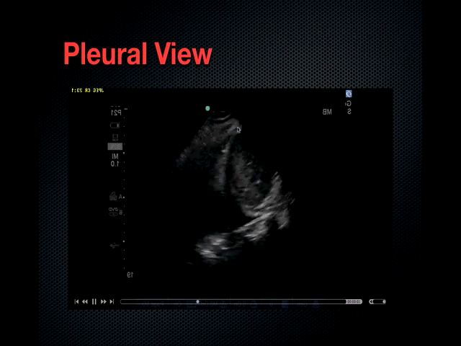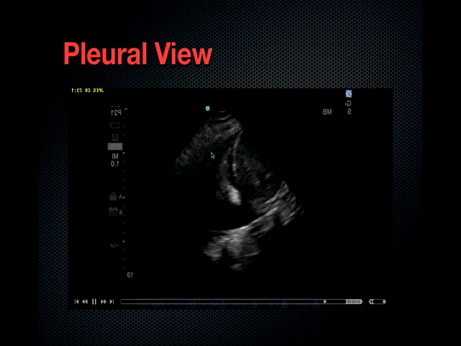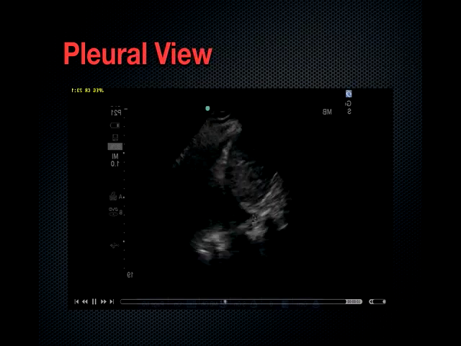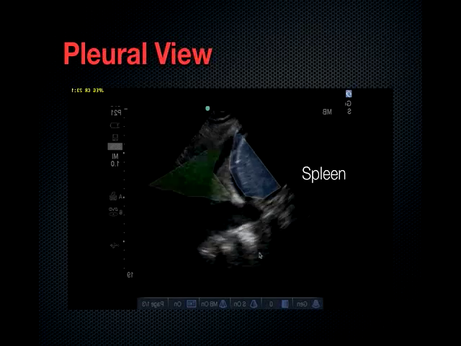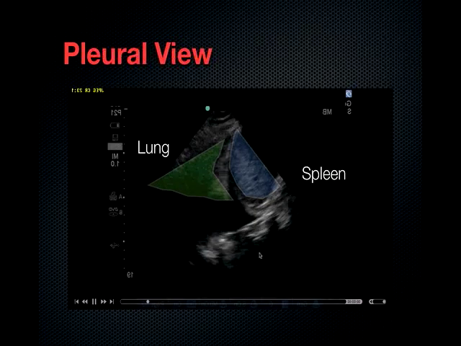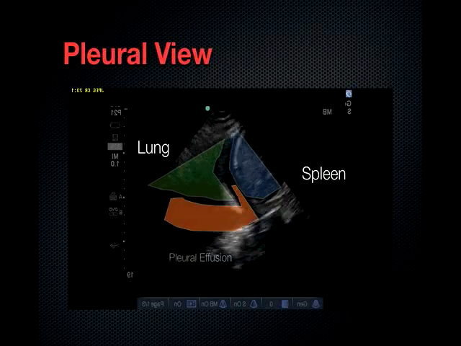And here we have the lung, the spleen, and the black fluid around the lung shouldn't be there. That is pleural effusion.